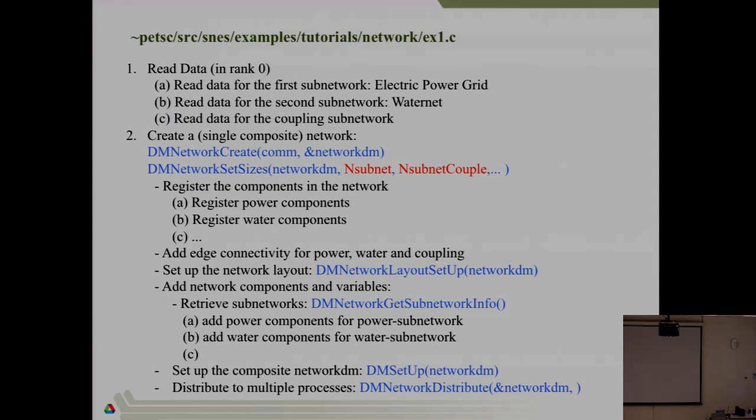And after setting up the graph, we have to query the sub-network. So this is the routine, you query the sub-network. Once you get a sub-network, you can set the component for the power sub-network, the component for water, because they have very different physics components, and then the number of variables. Then we set up the graph, we do the parallel distribution, right? So this time it is a network of networks.